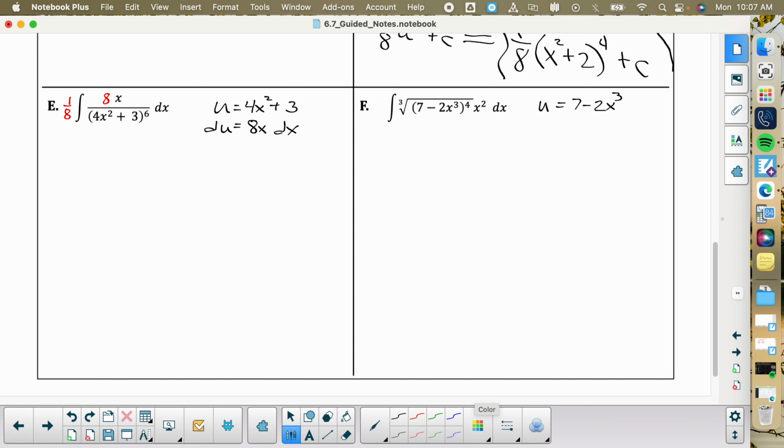Personally, I'm a fan of writing in the correct du so that I don't have to do so much division and extra step over here. But it doesn't matter which way you like doing.